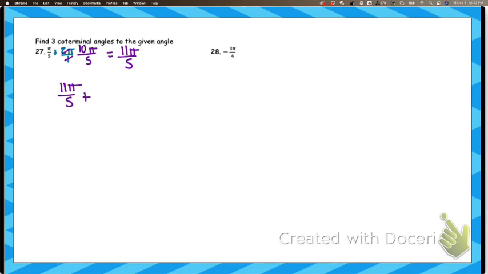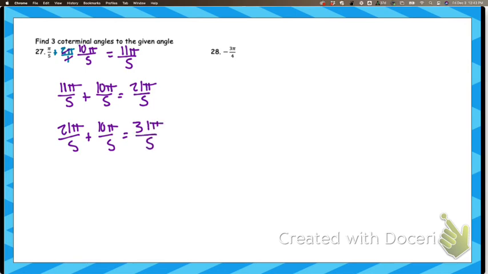I can take 11 pi over 5, and I can add 2 pi again. I can take that answer, and I can add 2 pi again. And I can keep adding 2 pi as many times as I want to keep finding coterminal angles. I also could subtract 2 pi. So I could take the original minus 10 pi over 5.